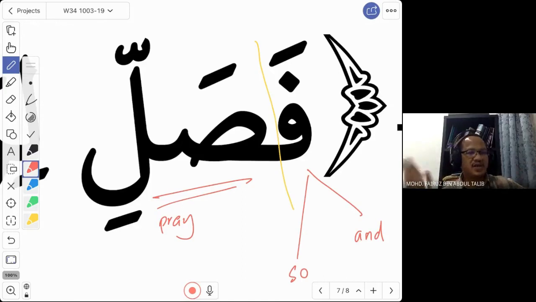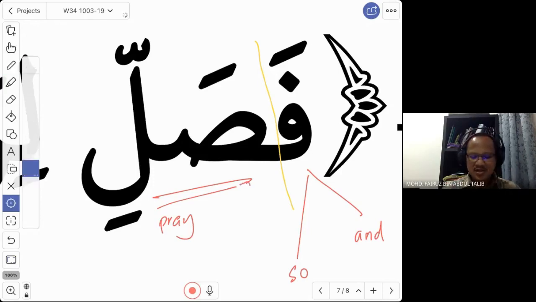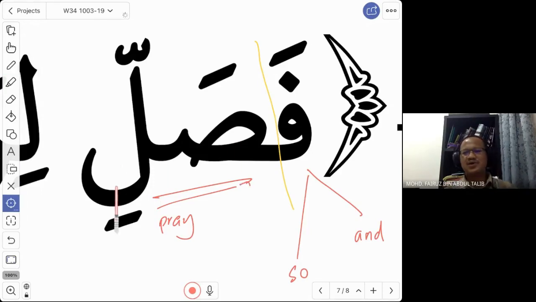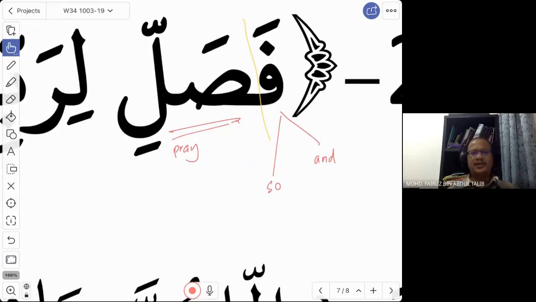First is pray, our prayer. The second one is to say salawat to our Prophet. When you say Allahumma salli ala Muhammad, this is the word. So salli is the word on its own. So what does it mean here? It means so pray.